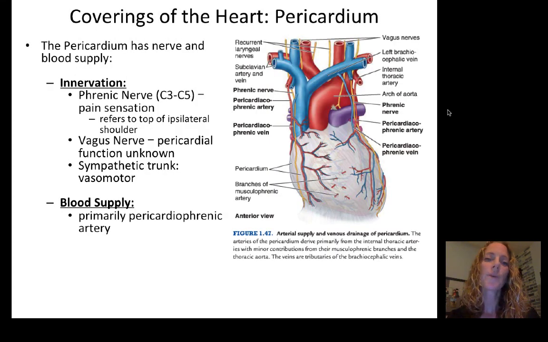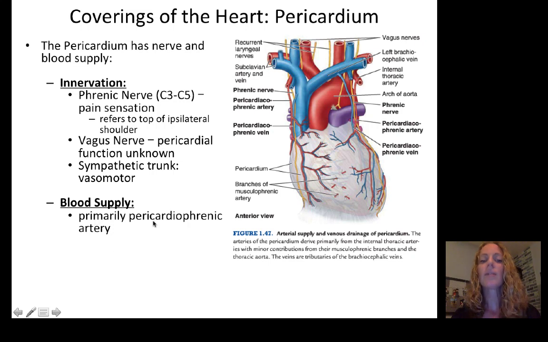The pericardium has both nerve and blood supply. It's supplied by the phrenic nerve, which is C3, C4, and C5, and has pain sensation. This pain will refer to the top of the ipsilateral shoulder, or the shoulder on the same side. There is also innervation from the vagus nerve, but its function is unknown. Finally, we have innervation from the sympathetic trunk, which has a vasomotor function. And that is, it changes the constriction of the blood vessels supplying the pericardium.